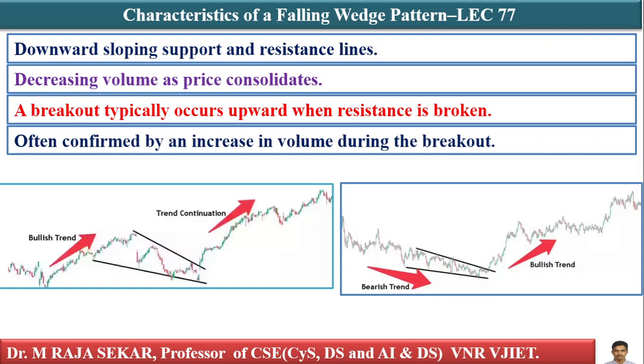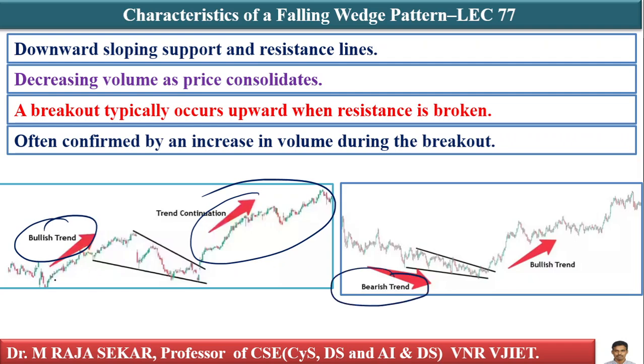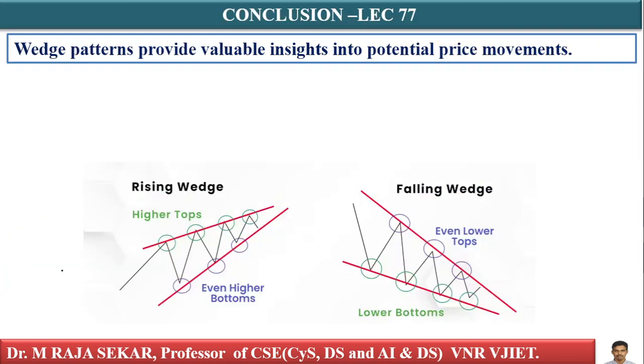Decreasing volume: trading volume generally declines as the pattern develops, indicating weakening selling pressure. Breakout direction: a bullish breakout occurs when the price breaks above the upper trend line. Confirmation: a breakout with increased volume strengthens the validity of the pattern. You can understand, this one is a bullish trend, this one is a bearish trend. Yes, this is simple. Just go through it.